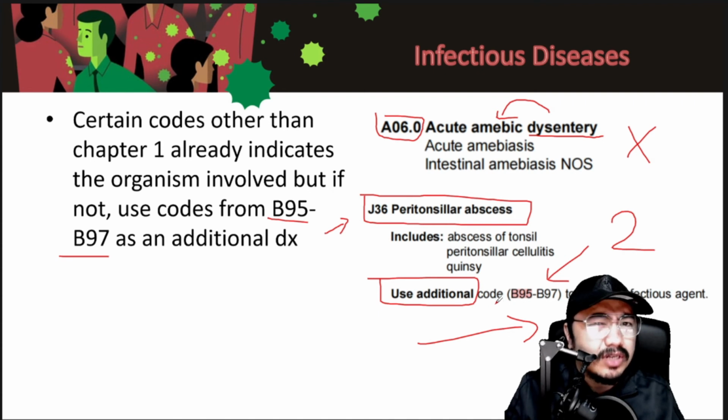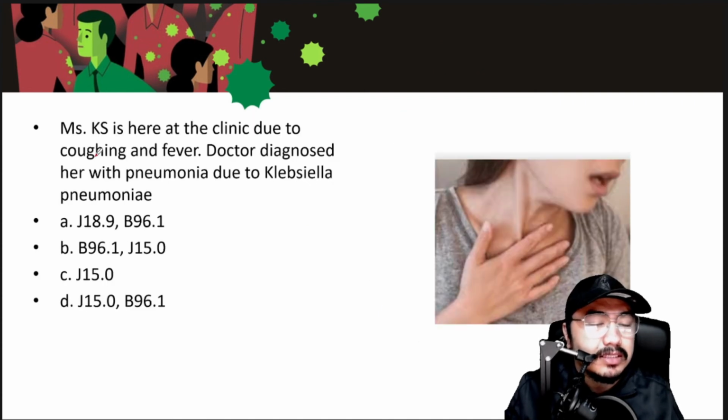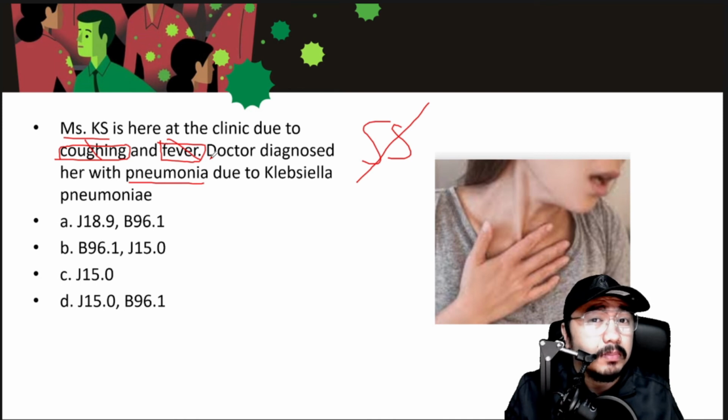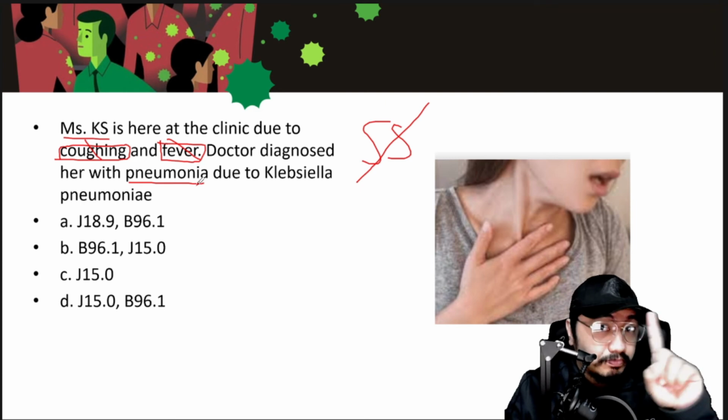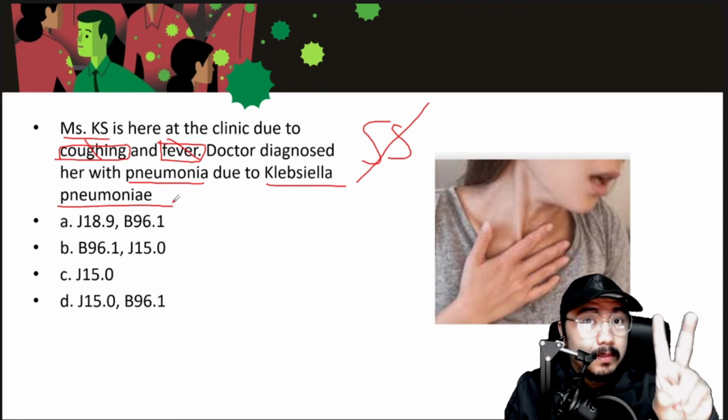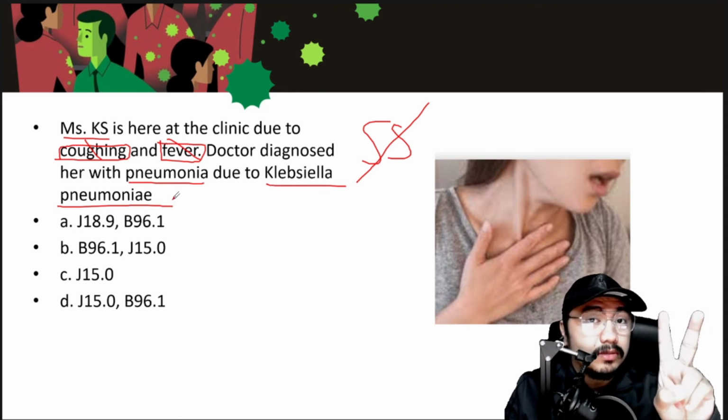Okay, so let's check a scenario where we can apply this. So Miss KS is here at the clinic due to coughing and fever. So highlight this too. Again, guys, you don't need to code your signs and symptoms if there is a definitive diagnosis that already includes those symptoms. Okay. So doctor diagnosed her with pneumonia. So if it's pneumonia, coughing and fever is already part of it. Okay. Due to Klebsiella pneumoniae. So pneumonia is the disease itself. Klebsiella pneumoniae is the infectious agent or the etiologic agent.